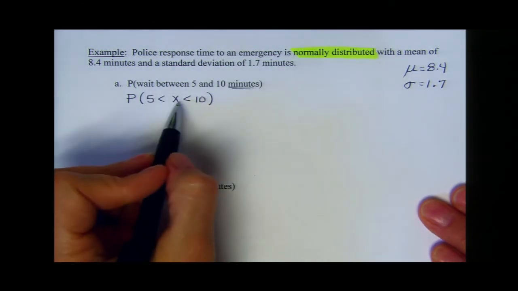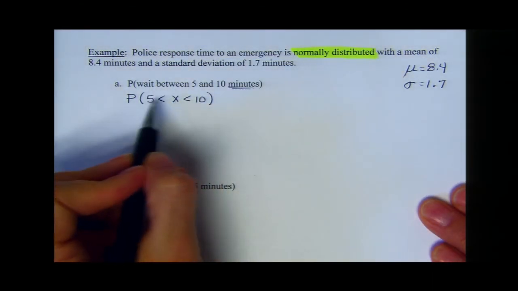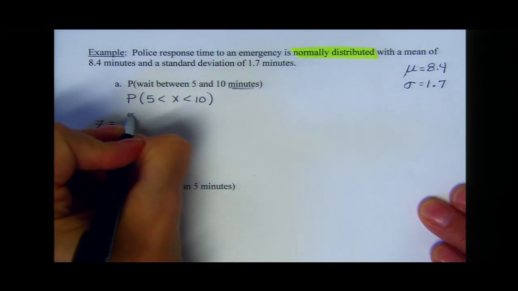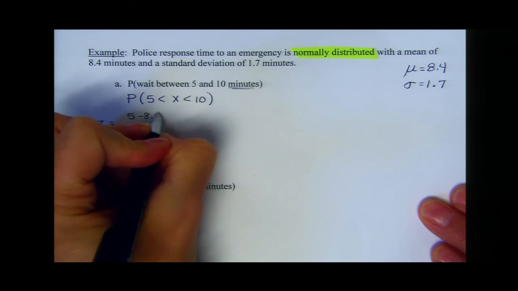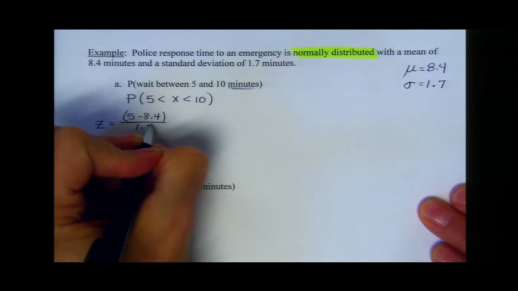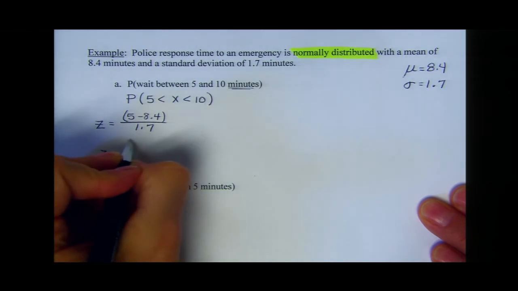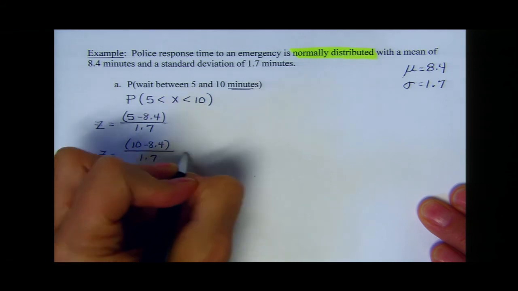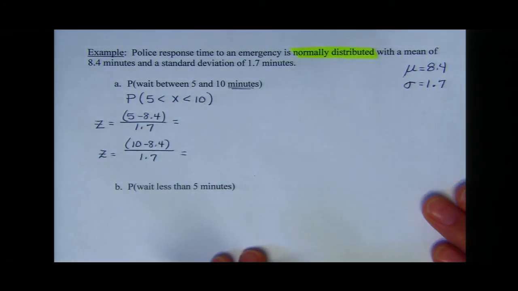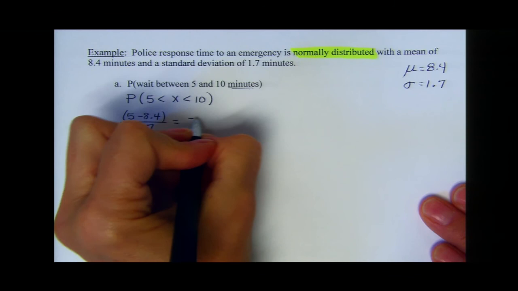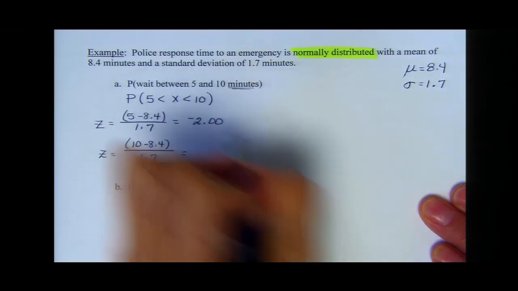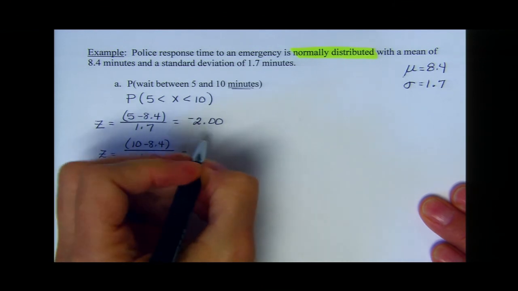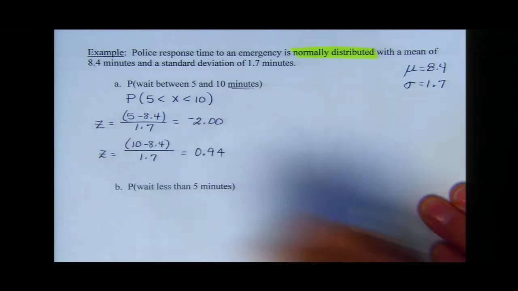So again, I have x values, so the first thing that I need to do is convert both of these values into their standardized or z values. So I would have 5 minus 8.4 divided by 1.7 and 10 minus 8.4 divided by 1.7. And when I calculate my z values, I always go to 2 decimal places. So this is -2, and I'm going to go ahead and write -2.00. And this next one is a decimal that goes for a while. Just use normal rounding rules.